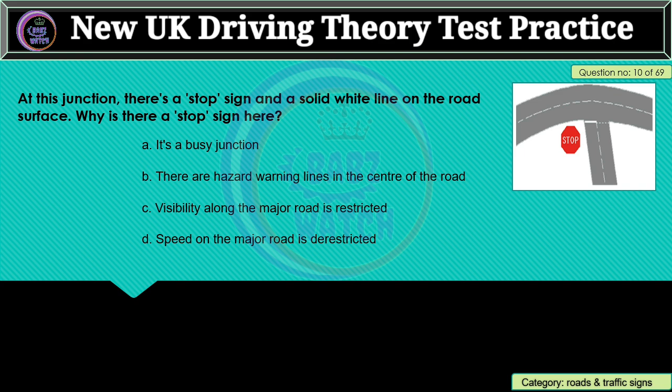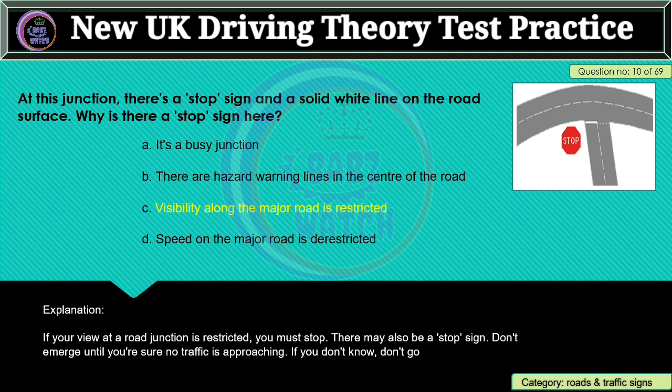It's a busy junction. B. There are hazard warning lines in the center of the road. C. Visibility along the major road is restricted. D. Speed on the major road is de-restricted. The correct answer is C. Visibility along the major road is restricted.